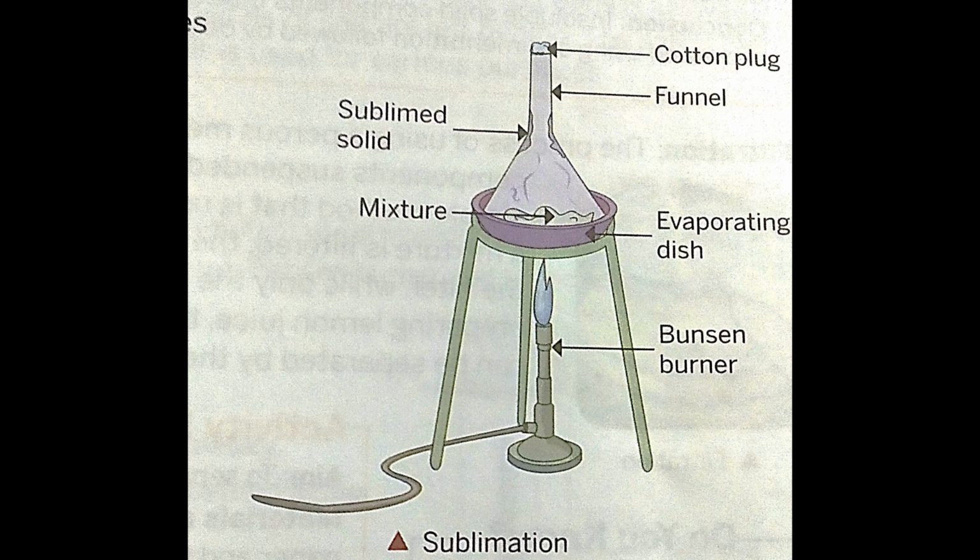The sublimed product gets solidified and can be easily removed and separated. The unsublimable product is left behind in the evaporating dish. Examples of sublimable substances are iodine, camphor, naphthalene balls and ammonium chloride.